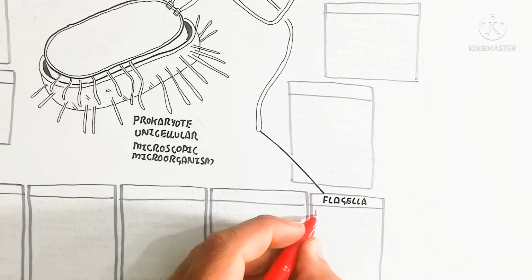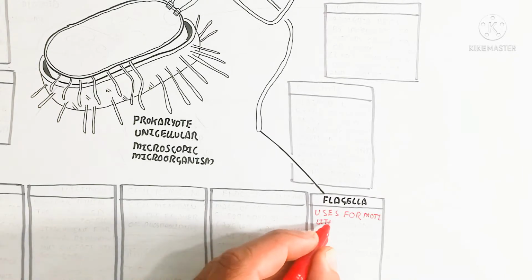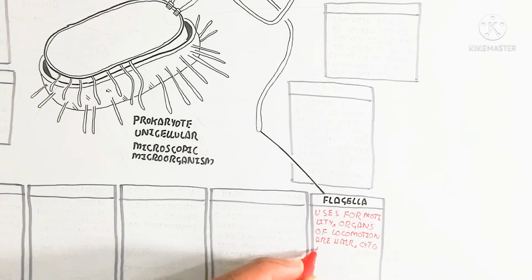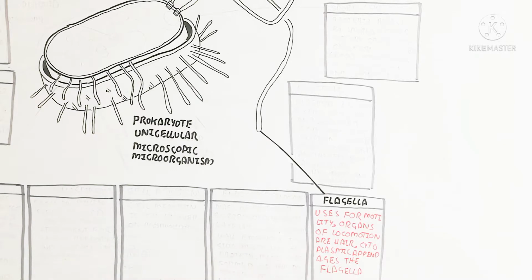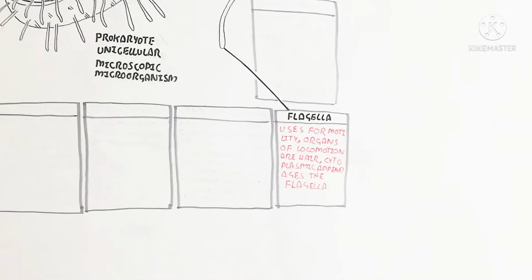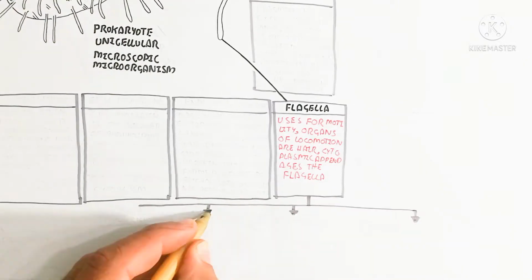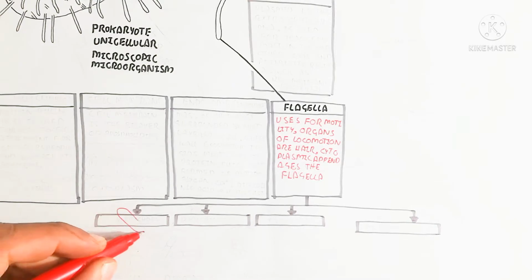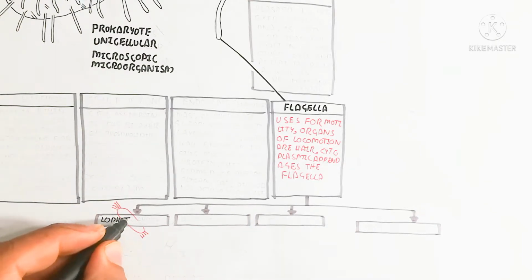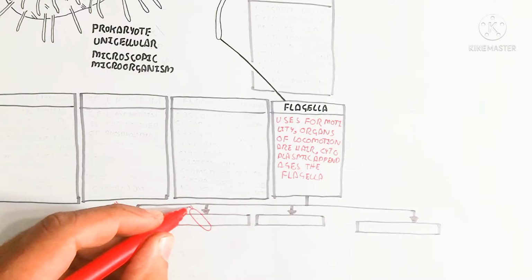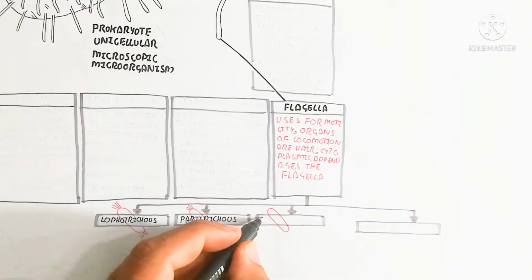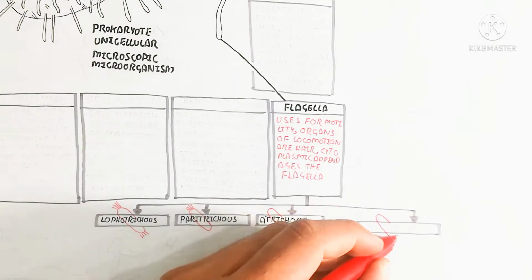First of all, the flagella. Flagella can be three, four, or some. They are used for motility, as an organ of locomotion, and are hair-like structures, cytoplasmic appendages. On the basis of the flagella, the bacteria are of different types, for example, Lophotrichous, Peritrichous, Atrichous and Monotrichous. You can see the flagella arrangement.